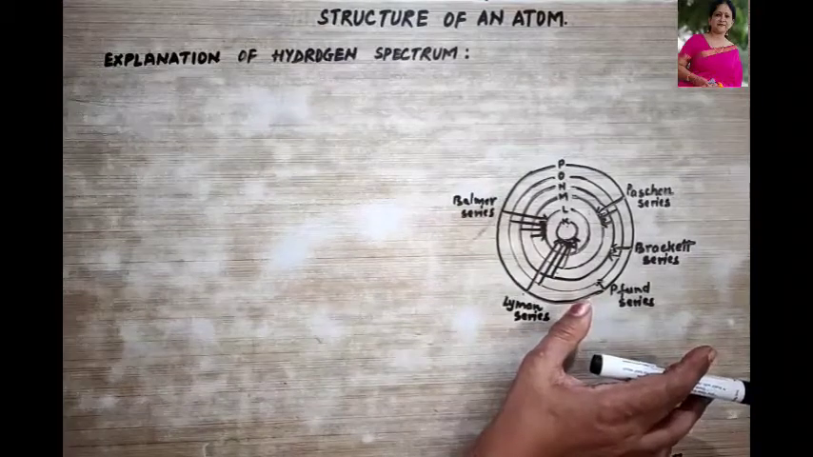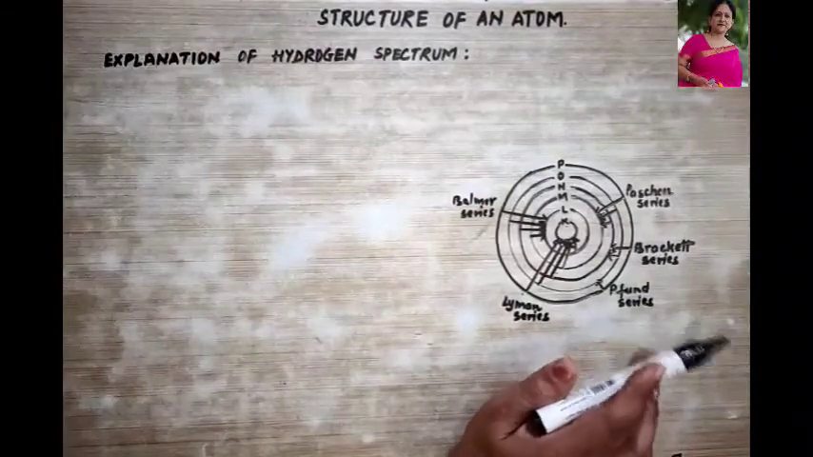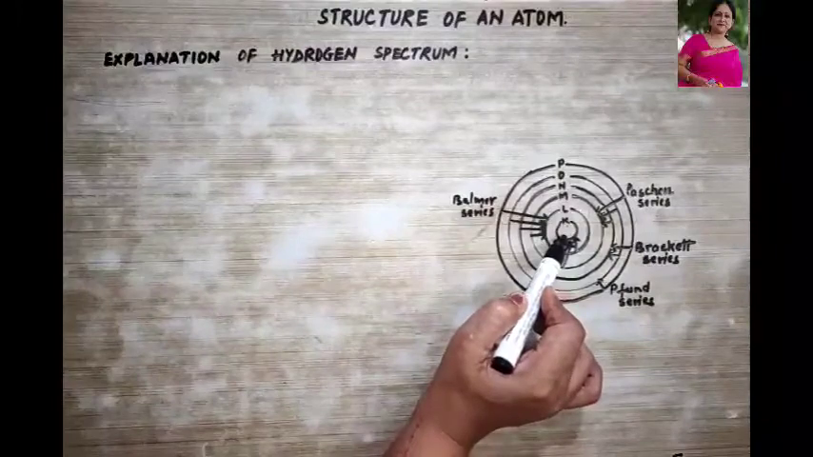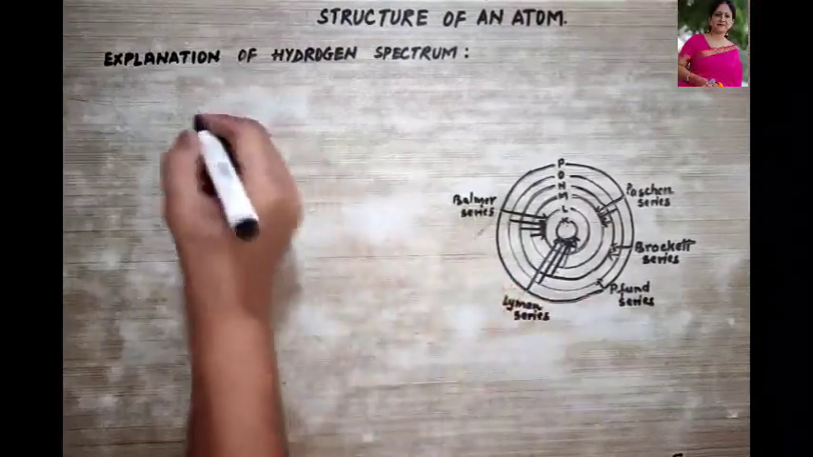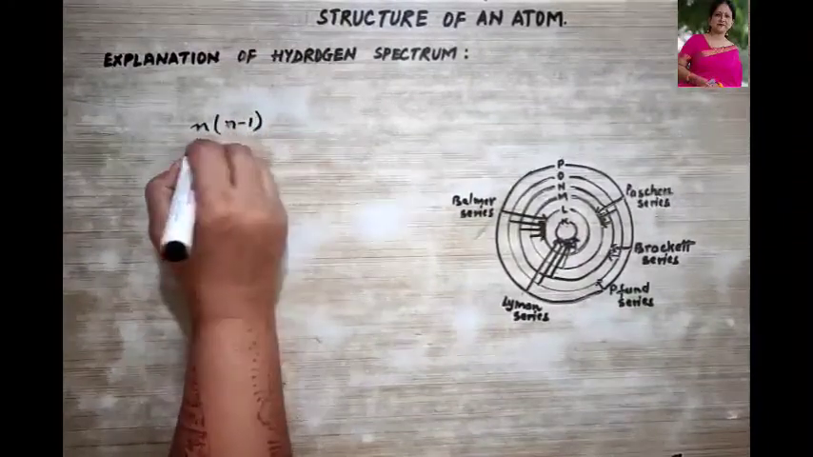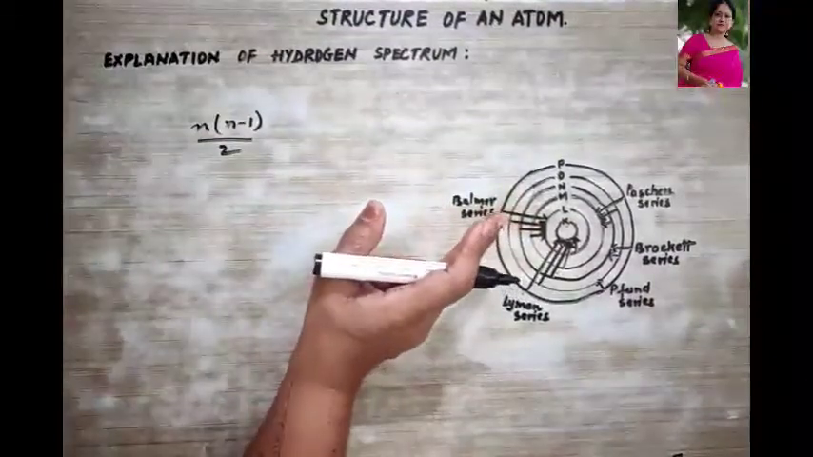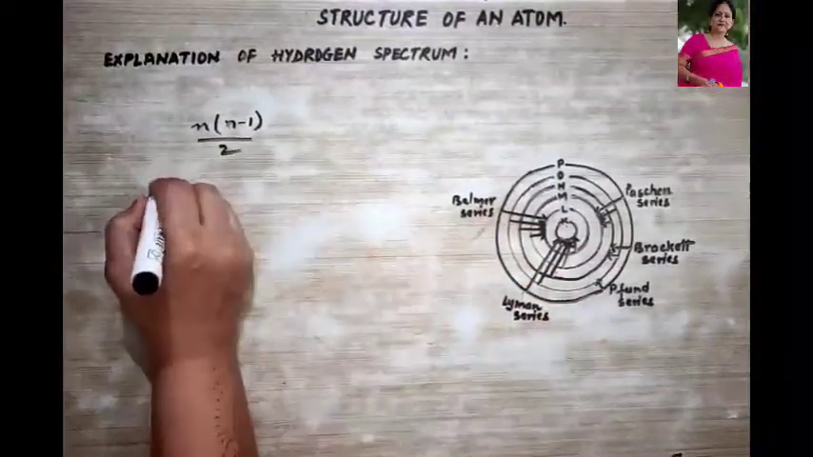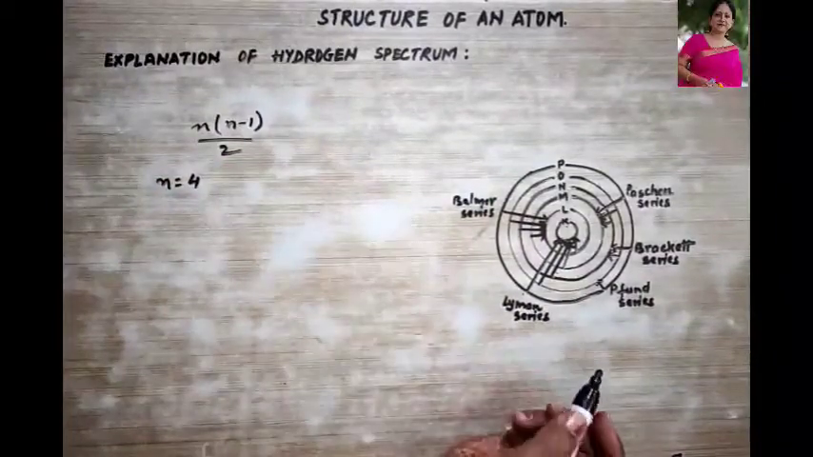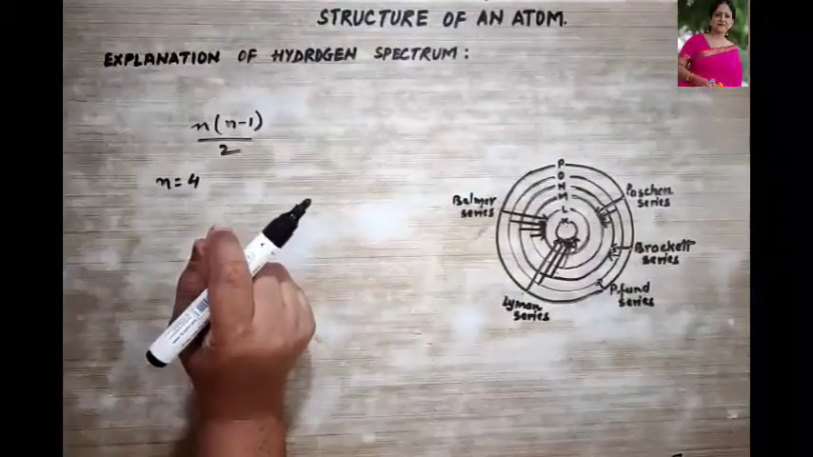So, the maximum number of lines, where are they formed? When an electron jumps from the nth level to the ground level, and this will always be equal to what? n(n minus 1) upon 2, right? For example, look at the case where n is equal to 4, right? Now, how many number of lines will be produced? How many number of lines will be produced? 6 number of lines will be produced.